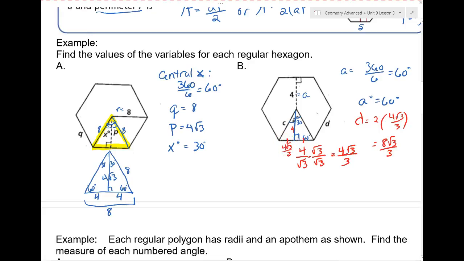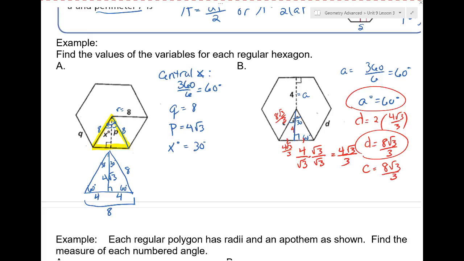Guys, how do I get to the hypotenuse? So I go times 2. So, oh, look, 8 root 3 over 3. Do you notice on a hexagon, your central angle triangle is actually an equilateral triangle? But that works only for a regular hexagon. Unfortunately, not the other ones that we're going to work with.